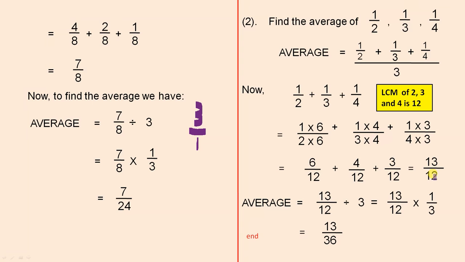13 over 12. To find the average, 13 over 12 divided by 3 will be 13 over 12 multiplied by 1 over 3. Because remember, that's actually 3 over 1. So change the division sign to a multiplication sign and turn this fraction upside down. 13 ones are 13, 12 threes are 36. So the average of these three fractions is 13 over 36.